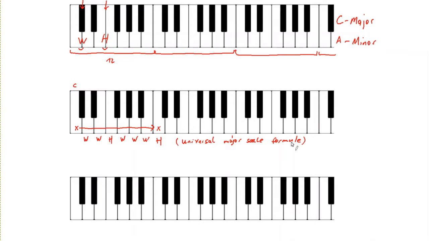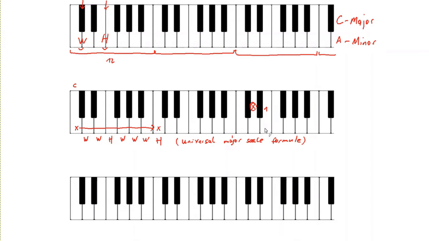So let's assume we want to know how D major, for instance, is made, right? So D is here, and let's start with D and then apply our formula. So we have to go a whole step. So this is the first note in my scale. Then we have to go another whole step.